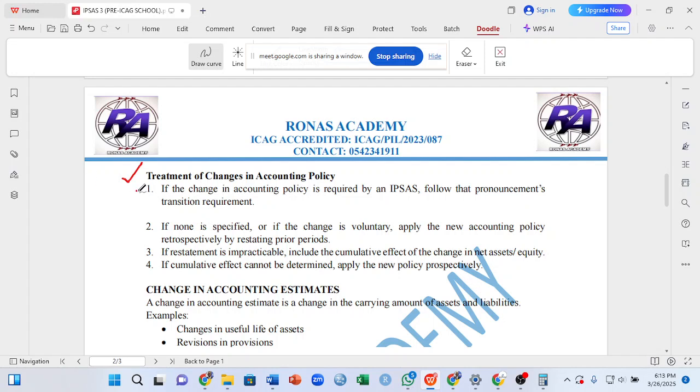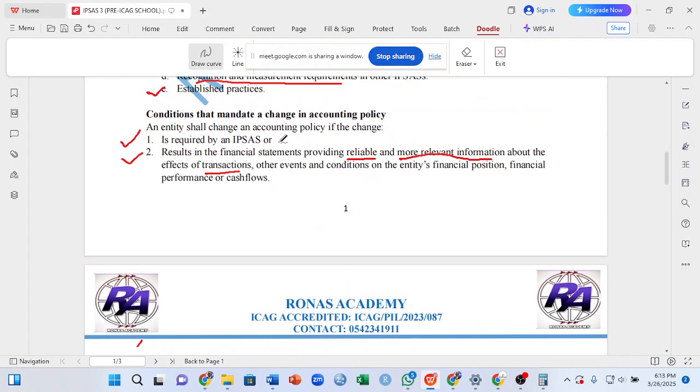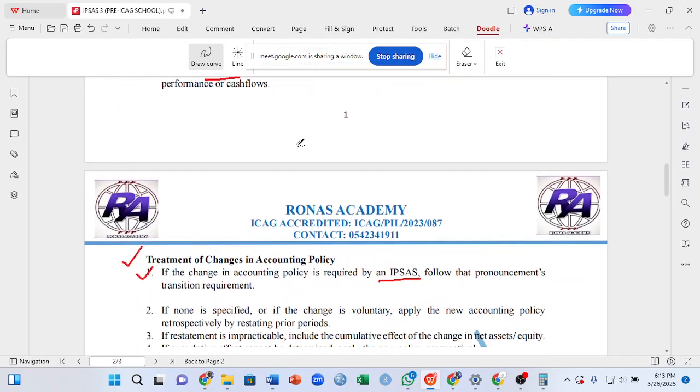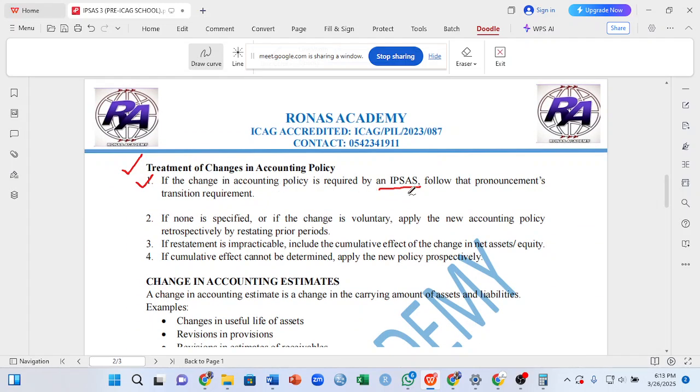So the first one is that if the change is warranted by an IPSAS, remember the first point we said over here, that when you have a new IPSAS, it can change what you previously did. Then that IPSAS will definitely have transition requirements. Whenever you have a new IPSAS replacing an old one, they'll always give you how you are supposed to transition to the new one. So you make sure you follow that transition requirement enshrined by the new IPSAS.